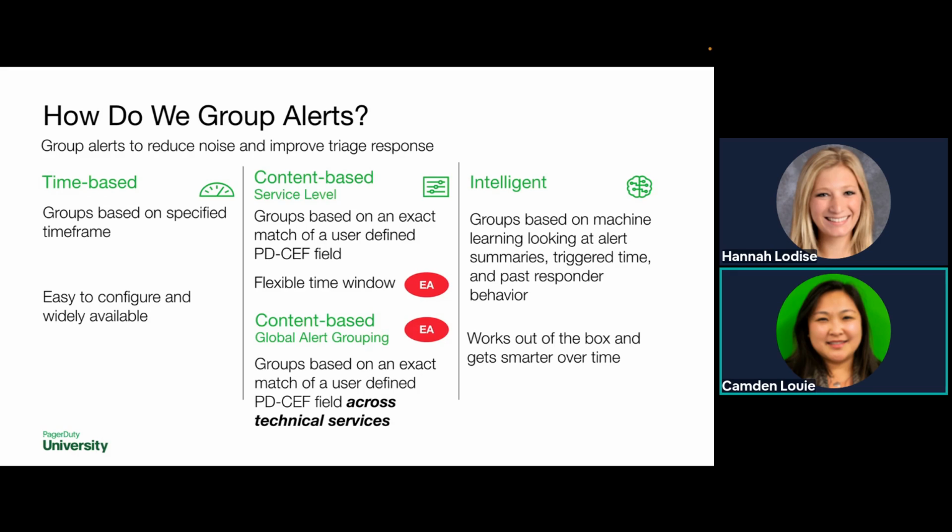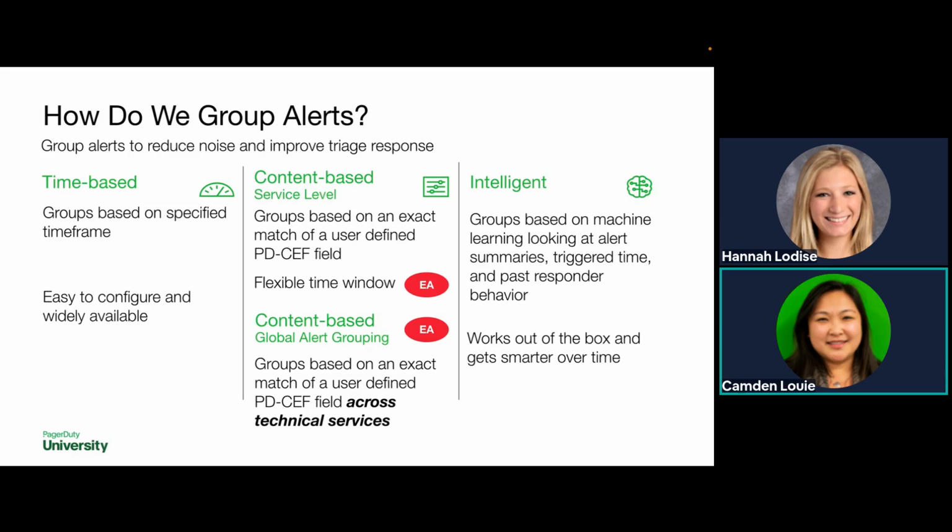Now, in the initial release of this feature, you'll be able to use that content-based alert grouping with a flexible time window across multiple services. So that's the global aspect. We'll talk more about that. And in future releases, we're also planning to combine what we call intelligent alert grouping and some rule-based alert grouping for better customization. So do keep an eye out for those features. Those are currently in early access.